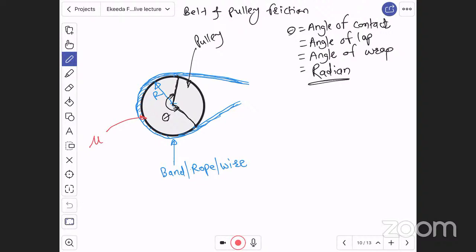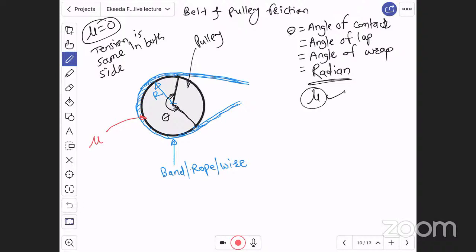Now, in this pulley, if friction is ignored, that is if mu, the coefficient of friction, is zero, then the tension will be the same on both sides. But if friction is considered, if there is friction present between the band and the brake, then the tension will be different on both sides. Let us say I am assuming there are different tensions.